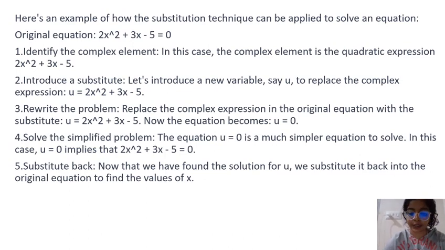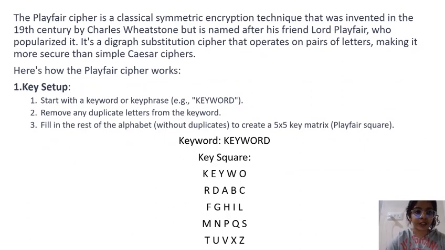The Playfair cipher is a classic symmetric encryption technique that was invented in the 19th century by Charles Wheatstone, but is named after his friend Lord Playfair, who popularized it. It's a digraph substitution cipher that operates on pairs of letters, making it more secure than the simpler ciphers. So here, how is the Playfair going to work?